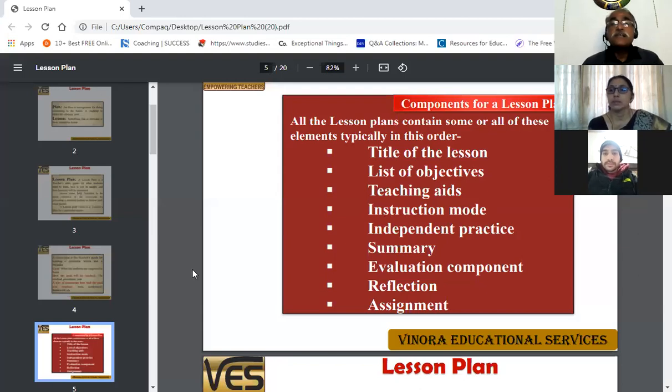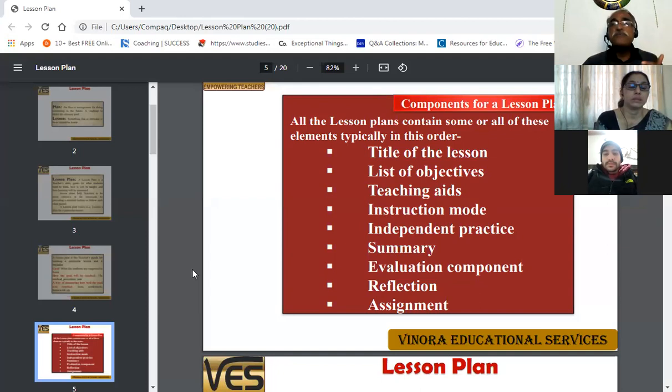Then the second last is reflection. I must reflect. Reflection in the sense कि जो आज मैंने सेशन डिलीवर किया क्या वो अच्छे तरीके से डिलीवर हुआ, क्या वो सब बच्चों को अच्छे तरीके से समझ में आया. Was everybody able to understand to the core what the concept was underlying under the topic?